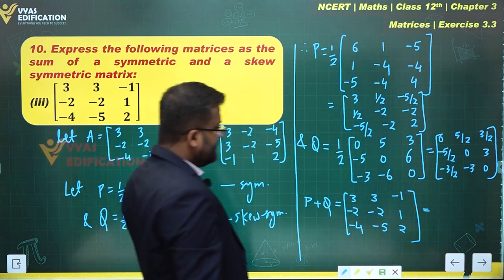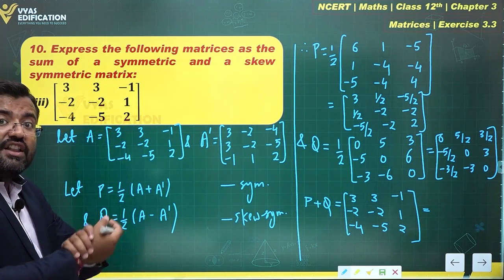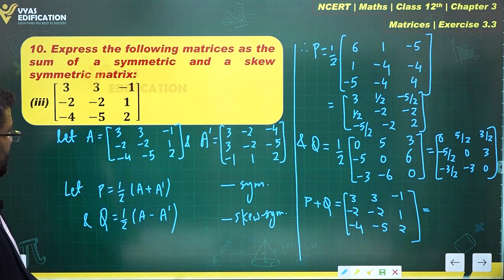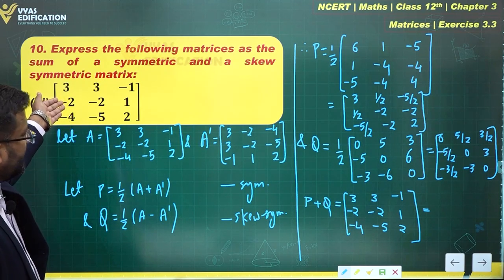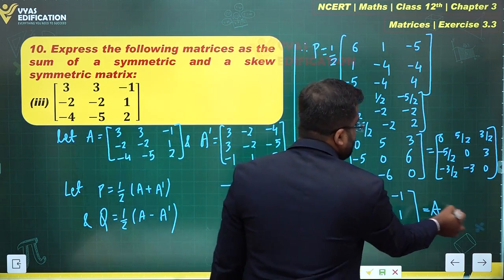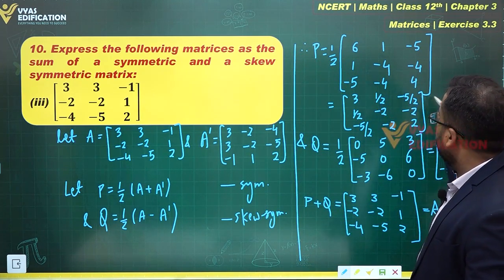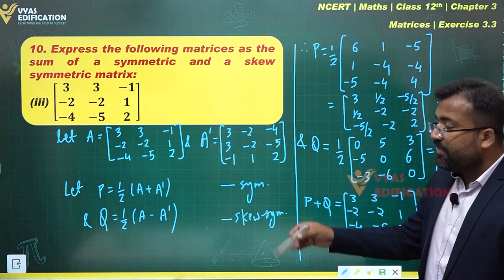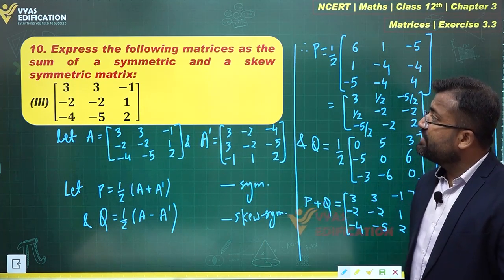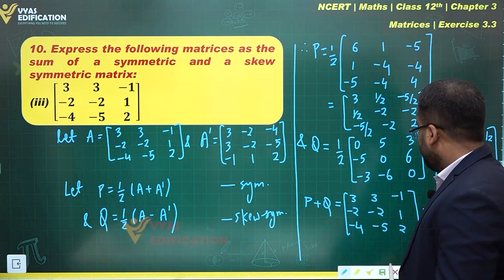And what is this matrix equal to? P is a symmetric matrix. Q is a skew symmetric matrix. The sum of these two matrices, is it equal to this A? 3, 3 minus 1 minus 2 minus 1. Yeah. This is equal to this matrix A, and hence we have written A as sum of two matrices. One of these is symmetric, the other is skew symmetric. These are the given matrices. That's this part for us. What next? Let's move on to the next part.